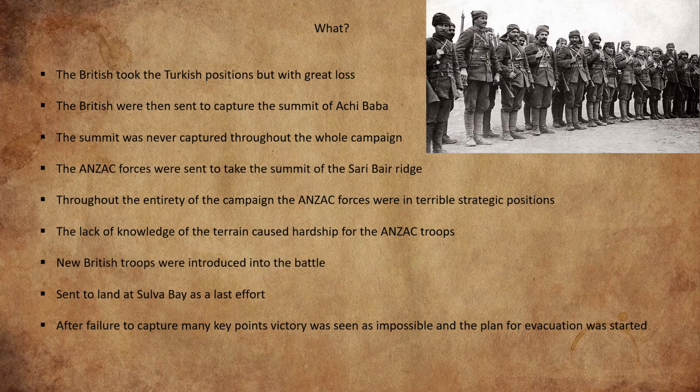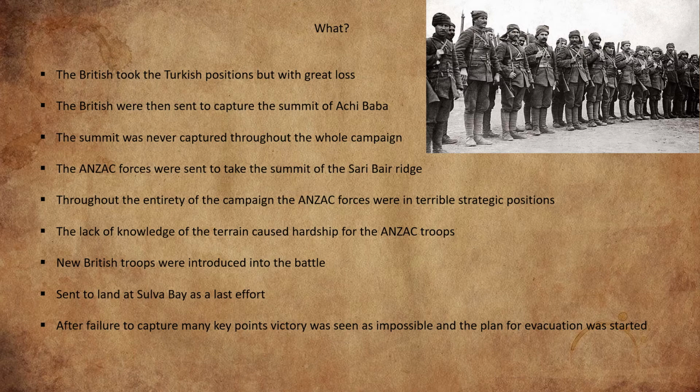New British troops were introduced into the battle, and they were sent to land at Suvla Bay as a last effort. This was seen as a last effort because after months of fighting and pushing on the Ottoman Empire, the Allied forces really never made any progress inland to take out those defenses to allow the Navy to further progress down into Constantinople, which would again allow them to take Turkey out of the war and cut off their supply line to Russia.